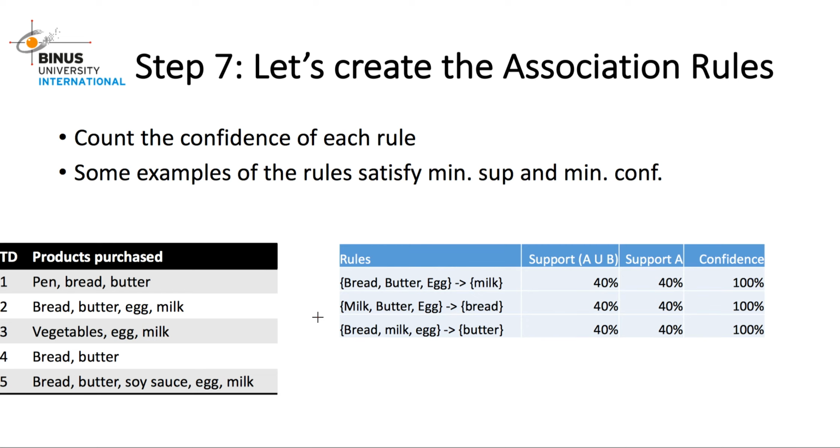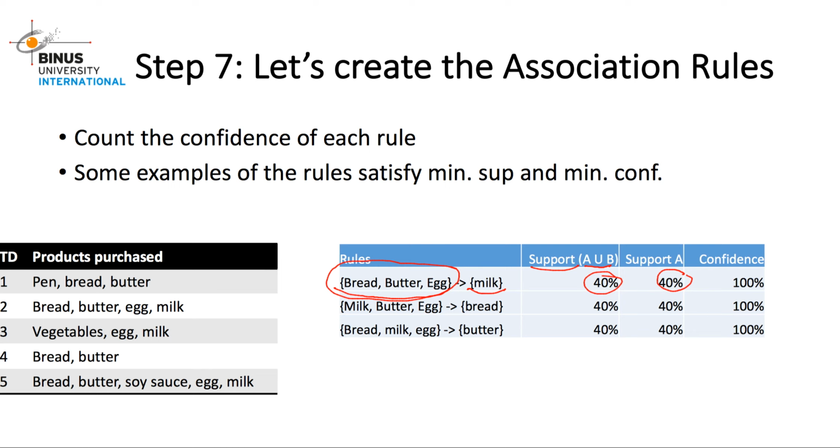The confidence is our threshold. How to calculate the confidence? Following the formula, we need to calculate the support of A union B, this antecedent together with this consequent. So bread, butter, egg, milk together is 40%. And the support of A itself, bread, butter, and egg, is also 40%.